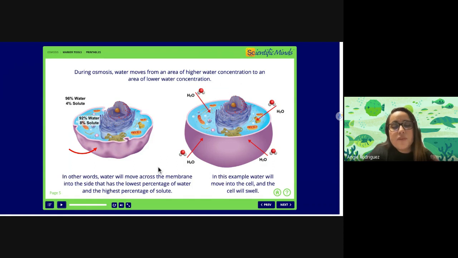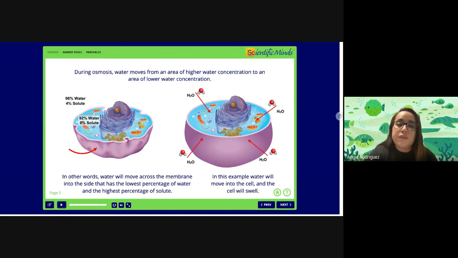So this is one type of tonicity that they're showing you here. And they're usually, again, going to show you a little cell. They might have a little beaker around it. It'll have the percentages inside of the cell and outside of the cell. Remember I said they're supposed to add up to 100%.